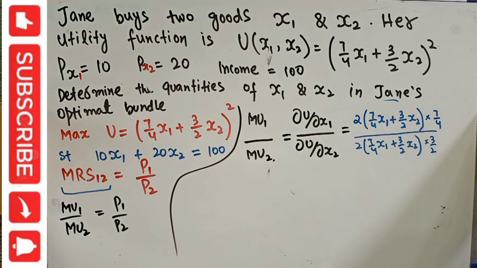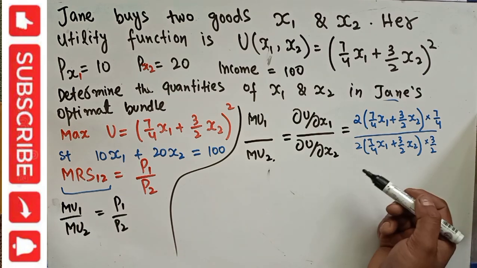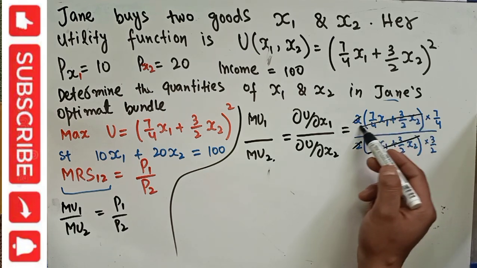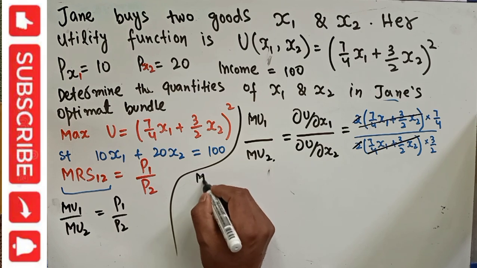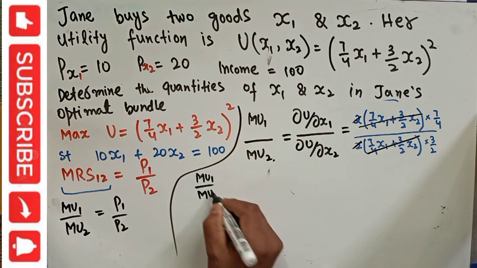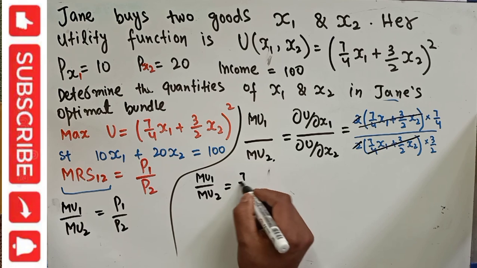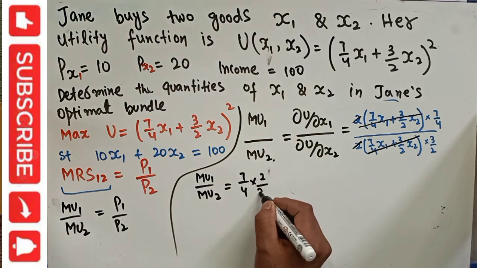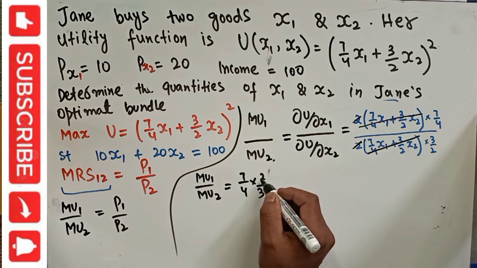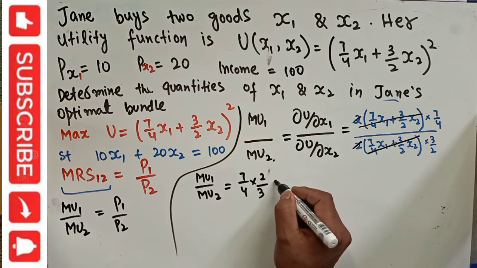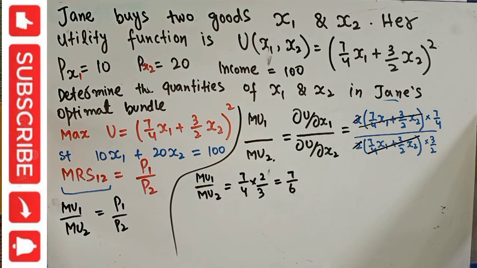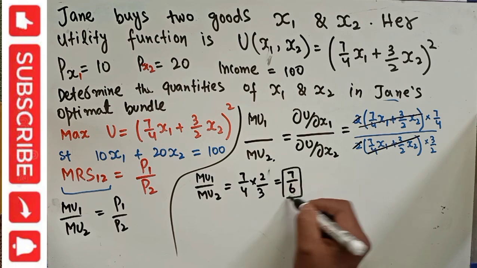So what we got here, we can actually solve this. The 2 gets cancelled, and the common term gets cancelled. So MU1 upon MU2 comes out to be 7 upon 4 times, transposing, it gets reciprocated and multiplied, 2 ones are 2, 2 twos are 4, so we get here 7 divided by 6. And it is actually our MRS.